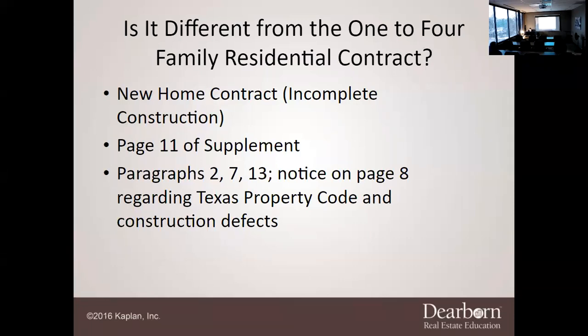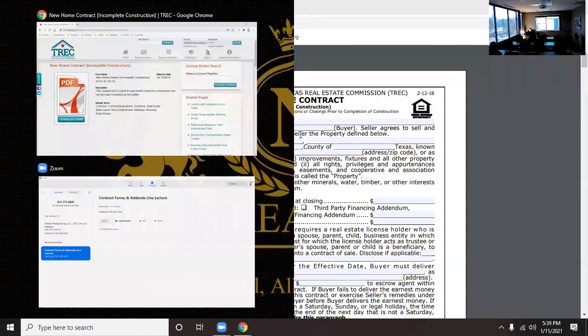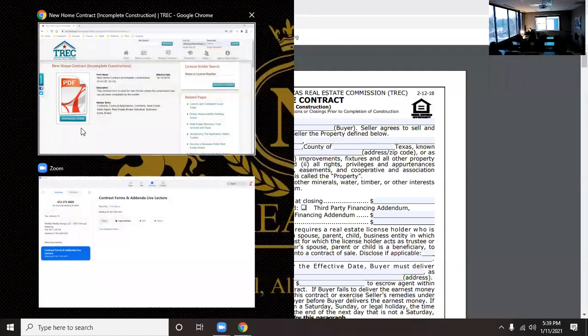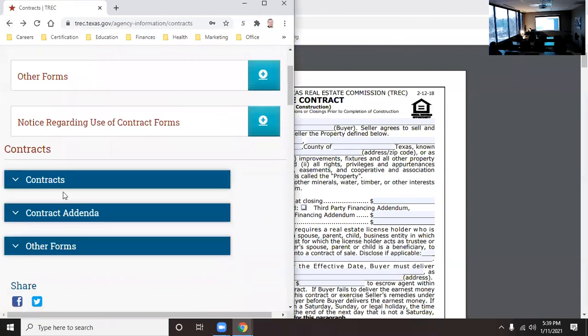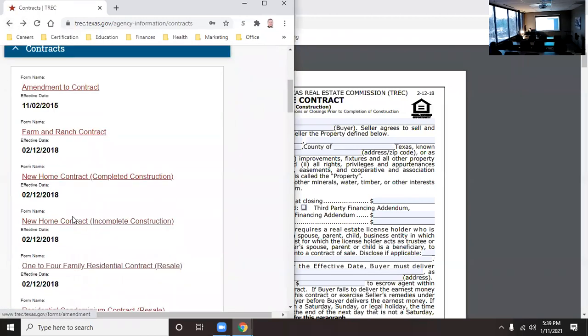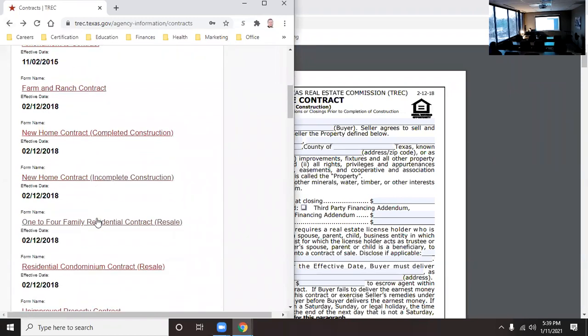In that particular situation, I'm going to pull up the incomplete contract. Give me just a moment here. We're going to pull up both of them. If I can get it to work, I'm going to move this one over here, and I am going to pull up the 1 to 4 family.